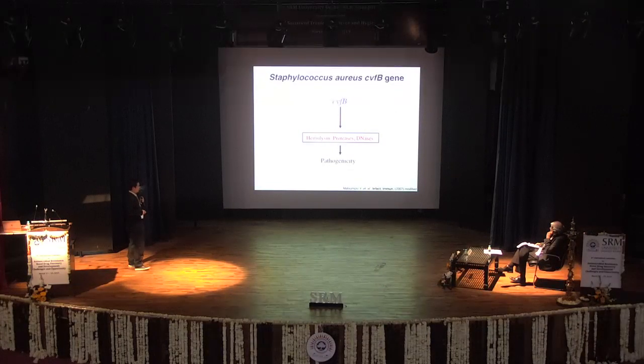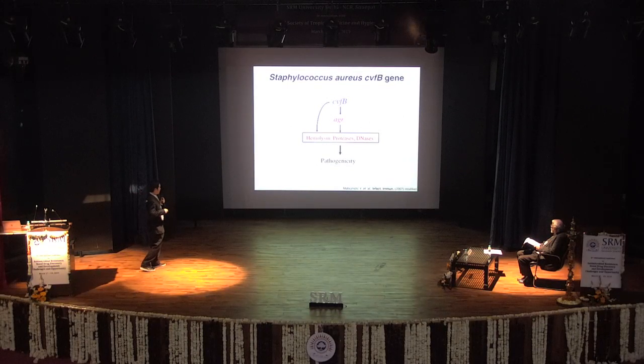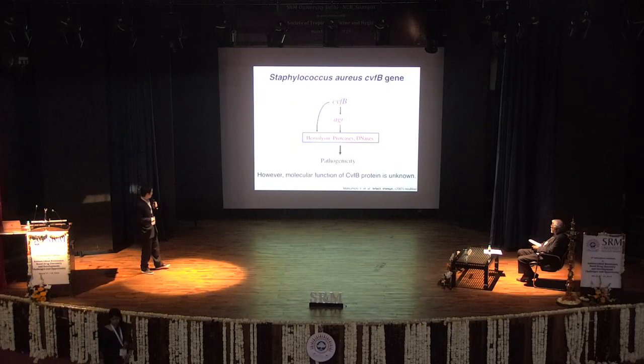Further, we analyzed the CVFB mutant to characterize the molecular system of infection of Staphylococcus aureus via CVFB gene dependency, and we revealed that the CVFB gene is required for the hemolysin, protease, and DNase, which are exotoxins. And this exotoxin production is regulated by the Agr, a famous gene regulator of Staphylococcus aureus. CVFB regulates the gene expression of Agr and regulates this hemolysin production in an Agr-independent manner. However, the molecular function of the CVFB protein is still unknown.